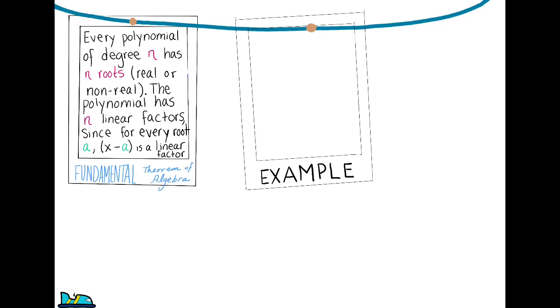Let's look at an example, and for our example we will look at the polynomial p of x equals x cubed minus 3x squared plus 4. The highest degree of this polynomial is 3, so the degree is 3, which means that it will have 3 roots. Now let's say that the 3 roots that this polynomial has are x equals -1 and a double root at x equals 2. Knowing this information, that means that it has linear factors of x plus 1, x minus 2, and another x minus 2.